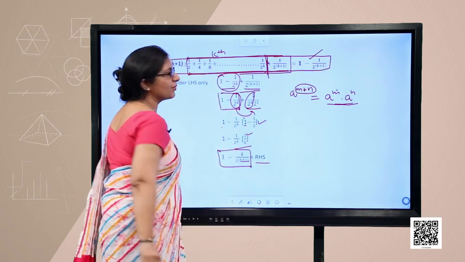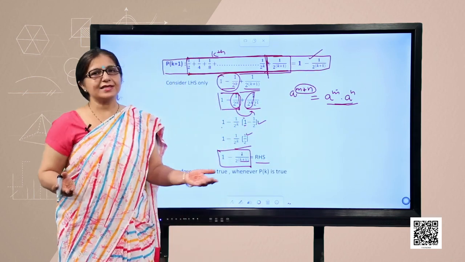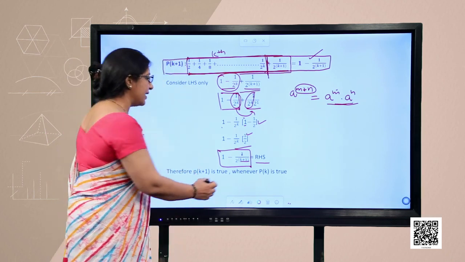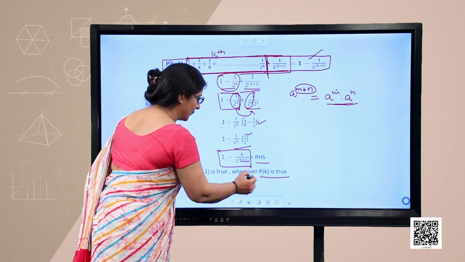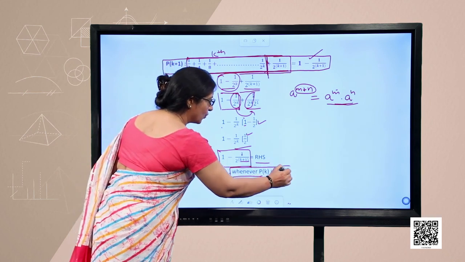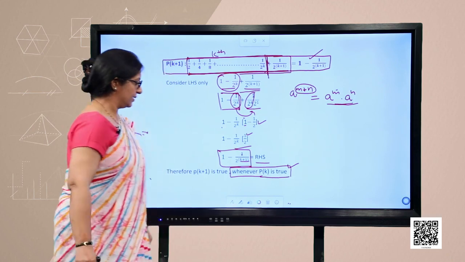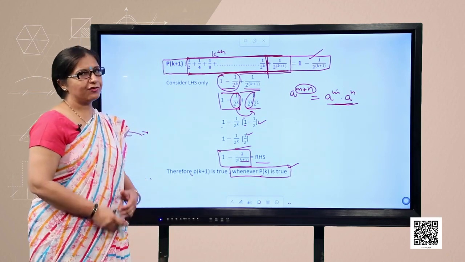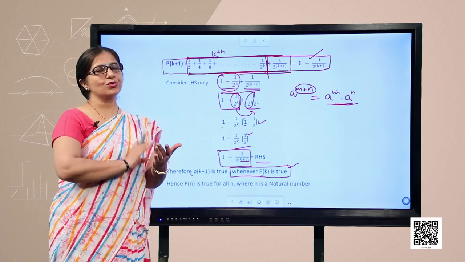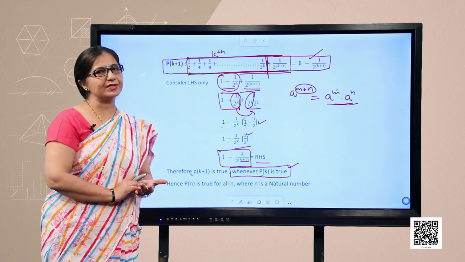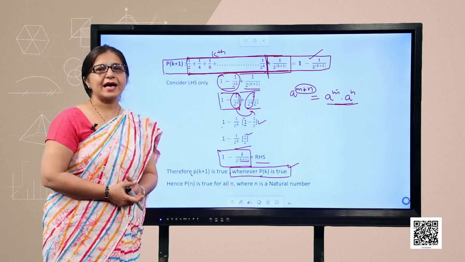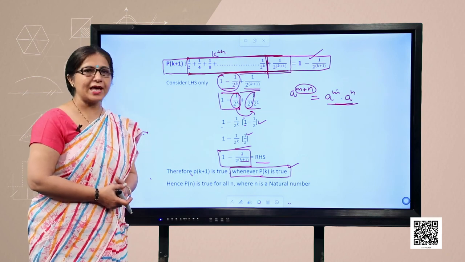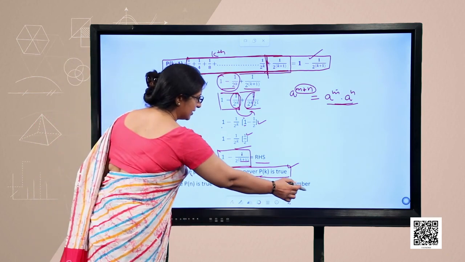Therefore, this is equal to the right hand side, and we can say that Pk plus 1 is true. Whenever Pk is true, you need to write this statement. And further we can say P1 is true, Pk is true, Pk plus 1 is true, so we can conclude that the mathematical statement Pn is true for all n belonging to natural numbers.